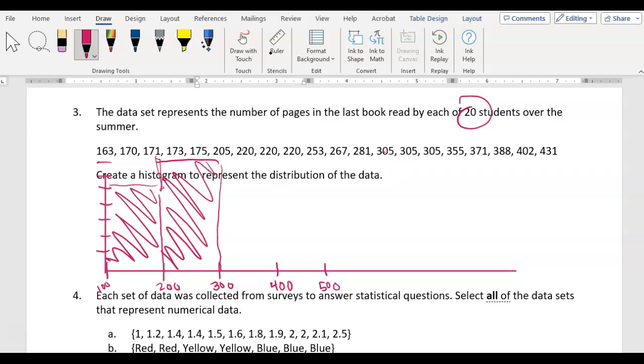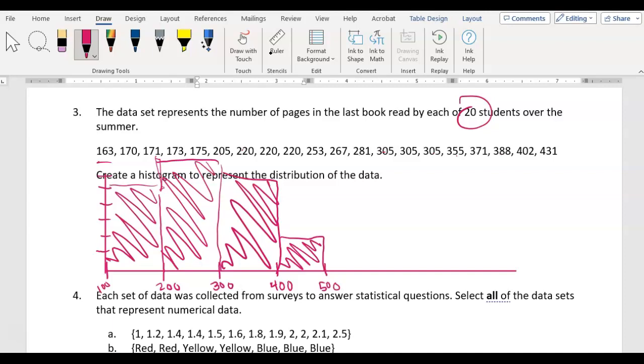And then we have 1, 2, 3, 4, 5, 6 books that are within the 300 pages. That's going to be one that looks like this. And then we have 2 books that are above 400 pages, so that is going to be like this. Okay, so again, it's a range, and it's the books between that number.